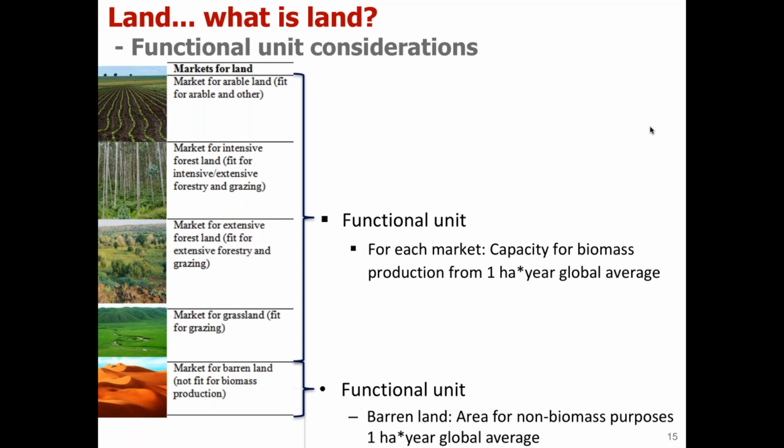The main markets here are arable, and then I have distinguished between 2 different forest markets. Then we have the grassland market, and finally the barren land. For barren land we have another functional unit, because there you have no biomass production, so you actually have no indirect effects when you are using barren land. So now we are ready to go on with our LCA of land, because now we have our functional unit and reference flow.